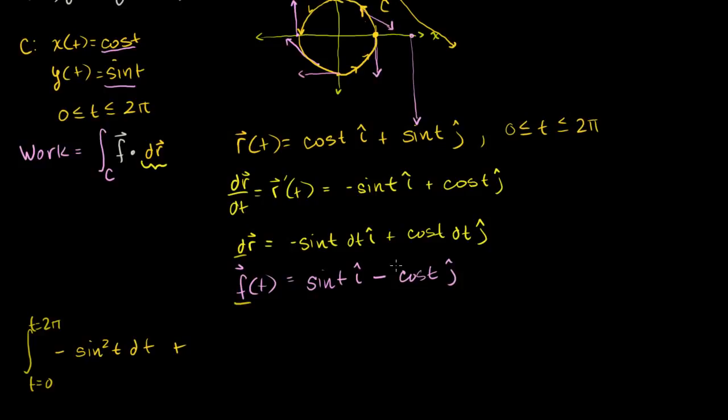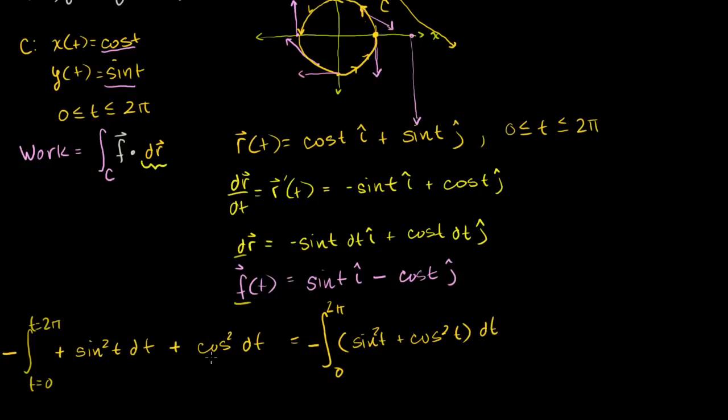these two guys multiplied by each other. There's a minus sign here, so that's minus cosine squared dt. And if we factor out a minus sign and a dt, what is this going to be equal to? This is going to be equal to the integral from 0 to 2 pi of minus, sine squared of t plus cosine squared of t, dt. We factor the minus sign out to the front, make these plus signs, and factor dt out.